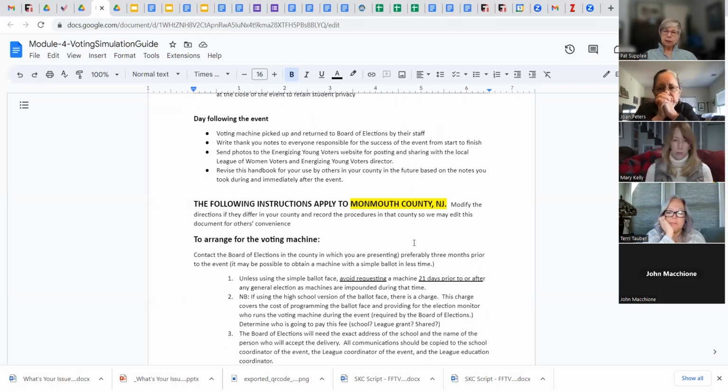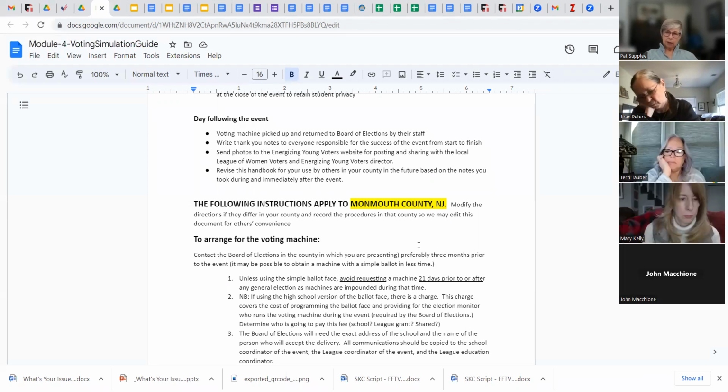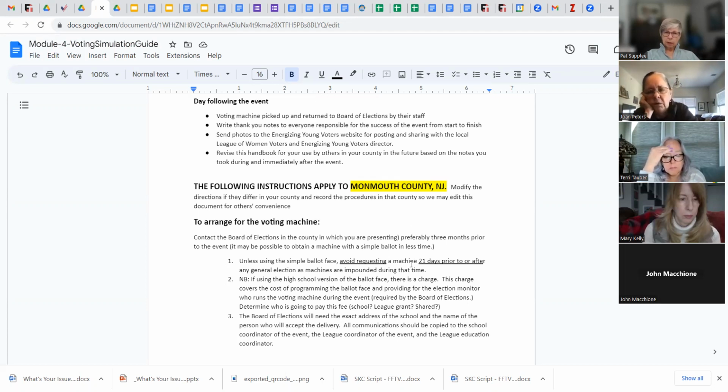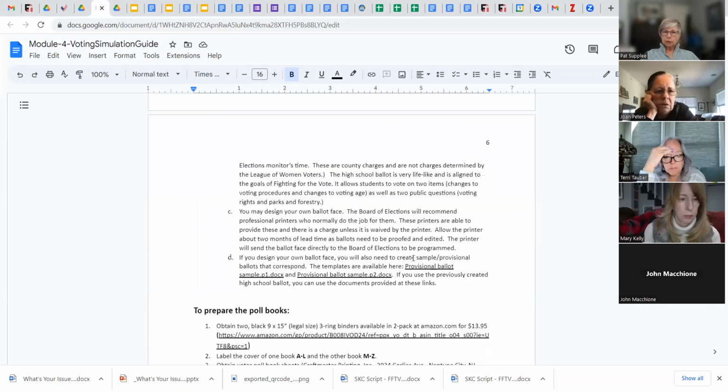They need to be in contact with the Board of Elections. And I have found it much easier to have a League member from that county work with the Board of Elections from that county. It also takes something off my plate, but there's that simpatico if it's somebody right from the county that's working with them. All of the directions here apply to Monmouth County, so you would need to read through it to make sure the same thing is true in your county, and then just make whatever adjustments from there.